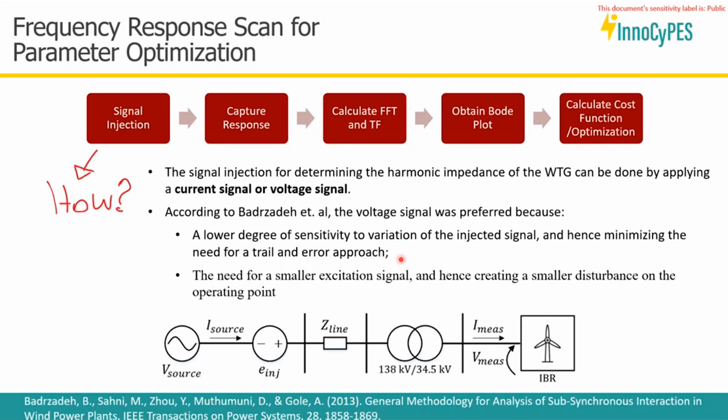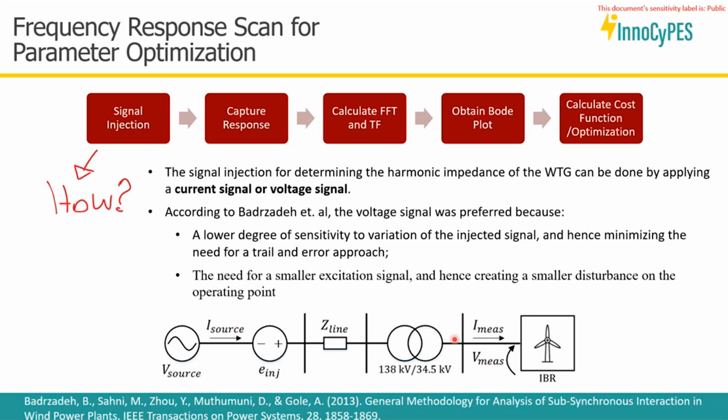In other words, to get a good injection so that you don't leave this constraint of the small signal idea, right? And the need for a smaller excitation signal and hence a smaller disturbance on the operating point. This is important: with smaller disturbances, you get a good result for that response. So that's the approach that we took.